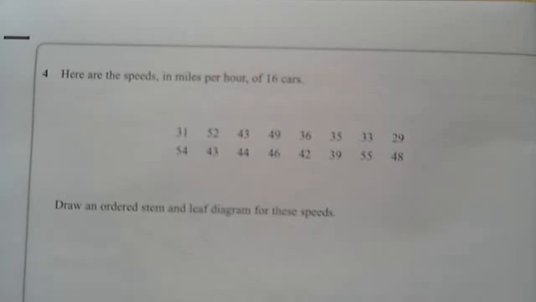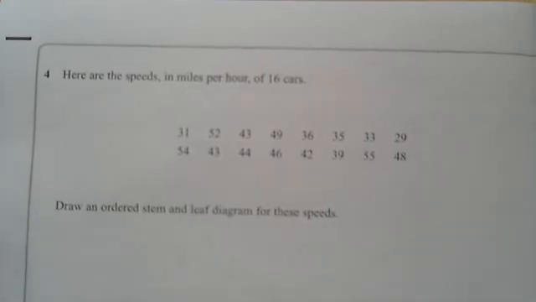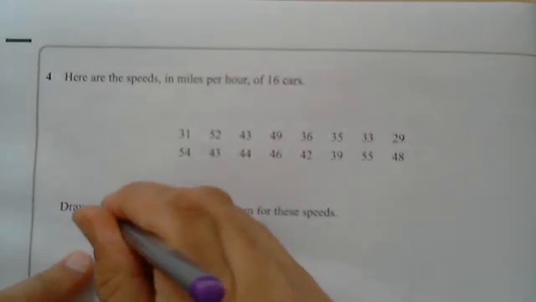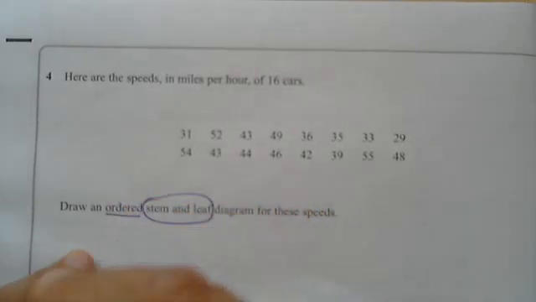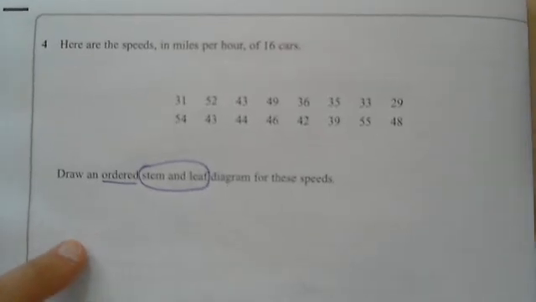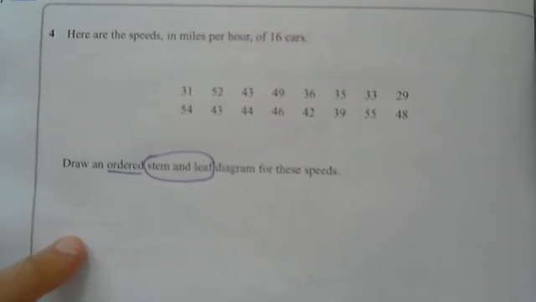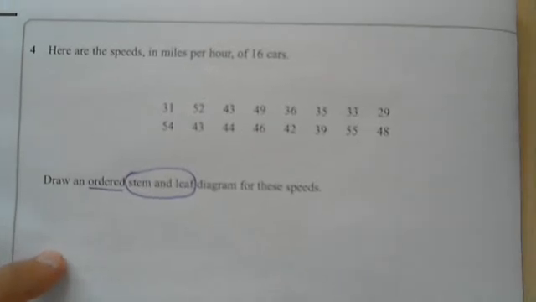Okay, right. Here are the speeds in miles per hour of 16 cars. Draw an ordered stem and leaf diagram for these speeds. Okay. So now, before we start, we need to start with the key.